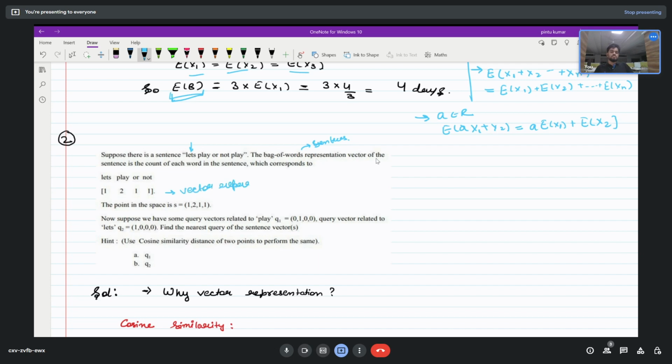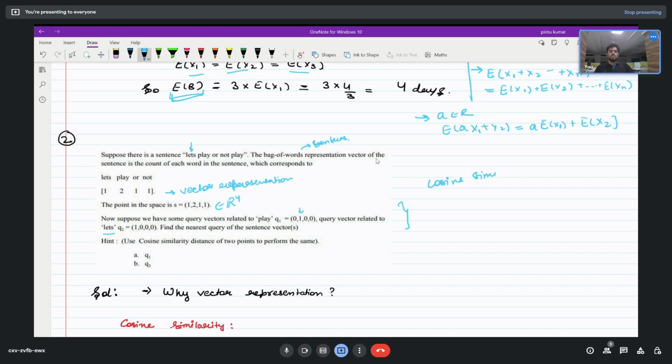Okay, let me reread the question. The bag of words representation of this sentence is this. So this is some point in your R4. Now suppose that there is some query vector Q1 equal to 0, 1, 0, 0, and another query vector Q2 that is related to let's. You can see that the second position was play, so we have placed a 1 over here, right? So find the nearest query sentence. In terms of nearest, the hint says we have to use cosine similarity.